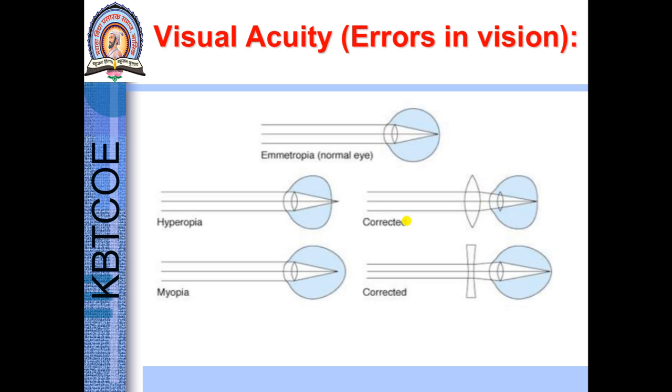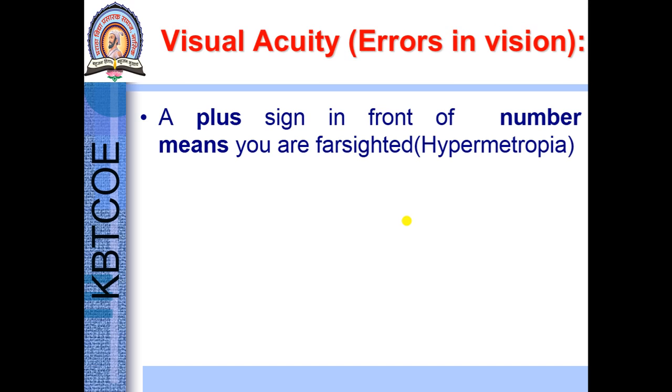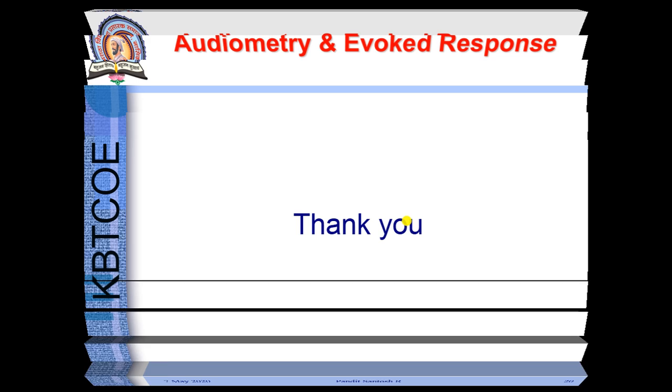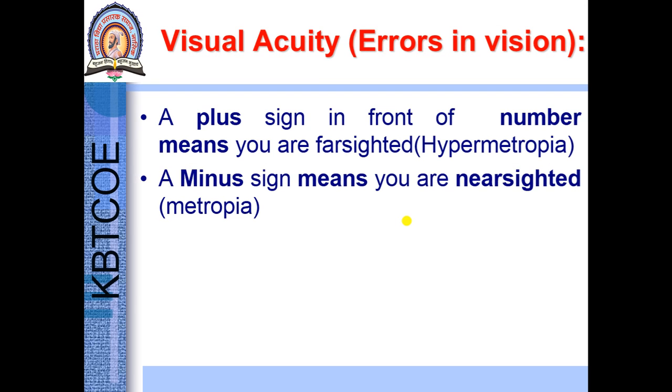This is called visual acuity, that is, how to find the errors in vision and how to rectify them. Myopia means nearsightedness. Hypermetropia means farsightedness. This is the plus sign and minus sign. I hope you got the concept of visual acuity, that is, errors in vision.